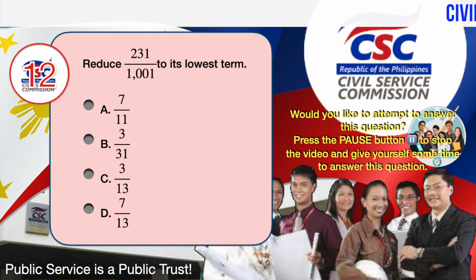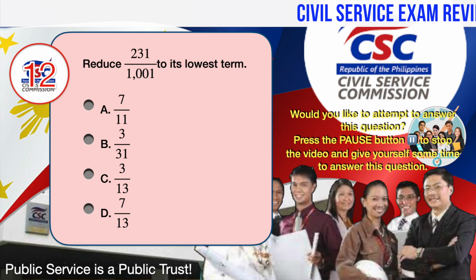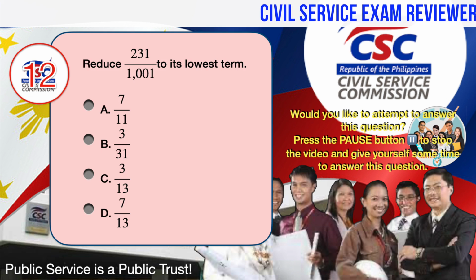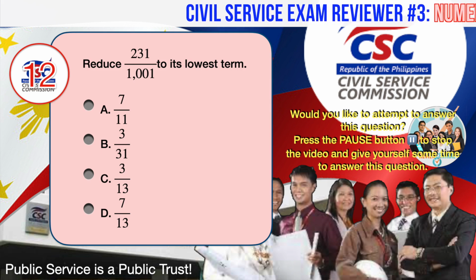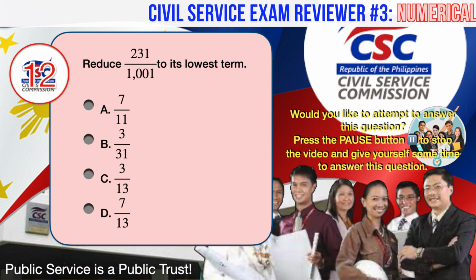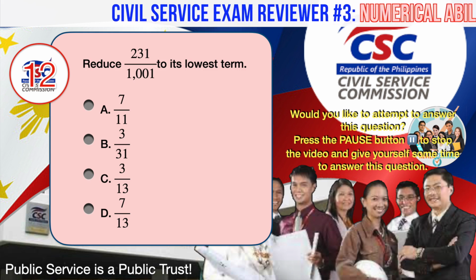Question number 12. Reduce 231 over 1001 to its lowest term. A. 7 over 11. B. 3 over 31. C. 3 over 13. D. 7 over 13. The correct answer is C.